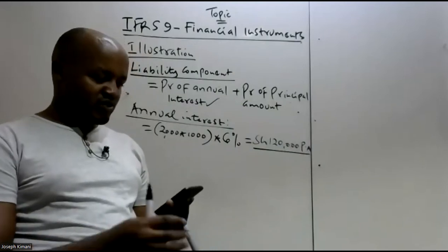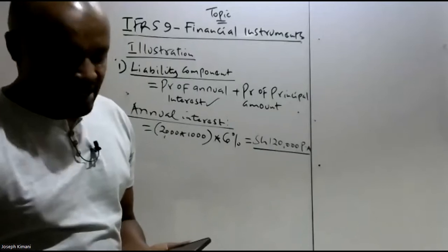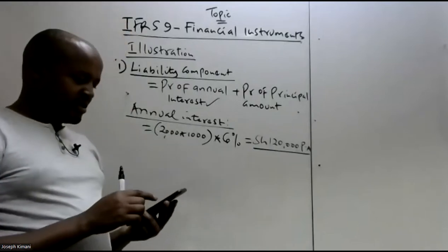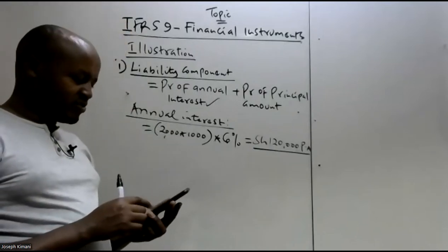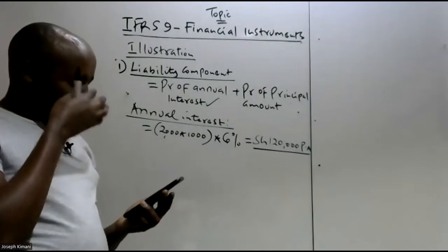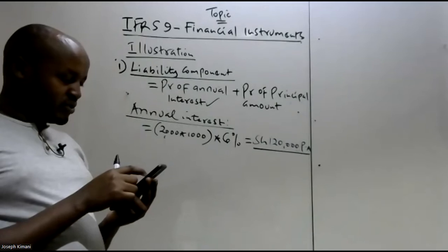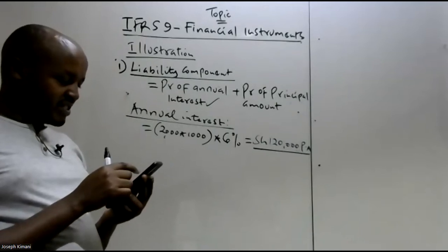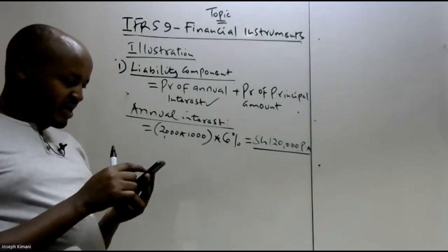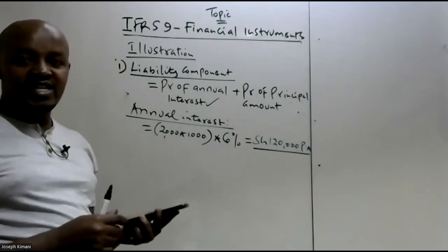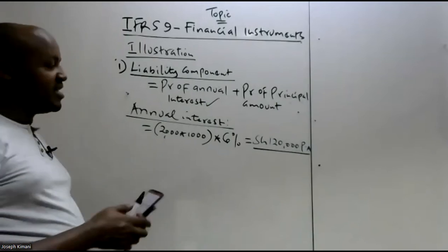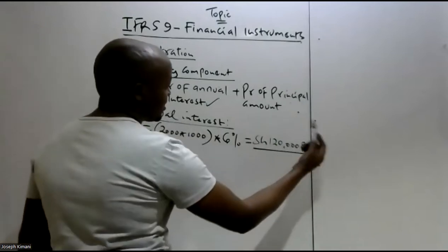If you go back to the information you're given in that particular question, you'll be able to see that these convertible bonds which were issued have a term of 3 years. It means that this company will pay this interest for the next 3 years.